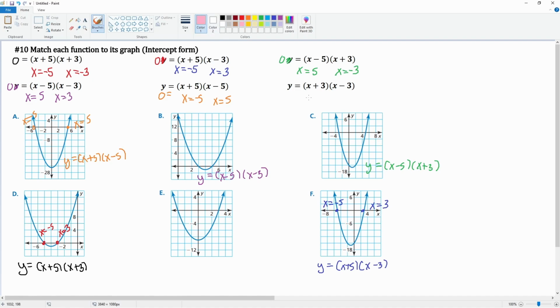Therefore, the last one is the default one. X is equal to -3 and x is equal to 3. That would be x is equal to 3 here, and x is equal to -3 here. That would be E. Y is equal to (x + 3)(x - 3). There you go.